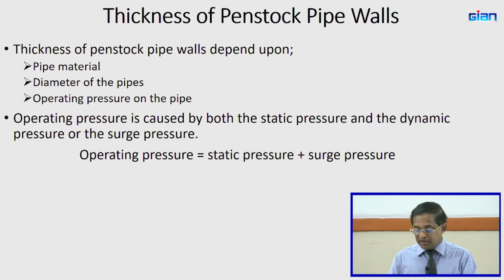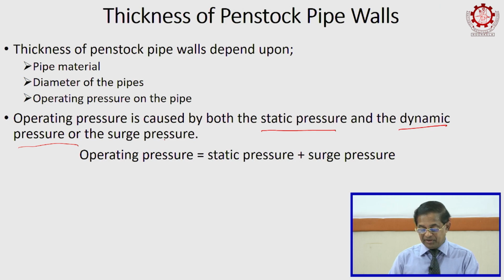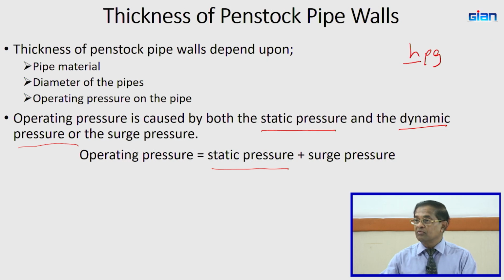The operating pressure is caused by both the static pressure and the dynamic pressure or the surge pressure. So, the operating pressure is equal to the static pressure, which is H rho g, where H is the height, the water height.